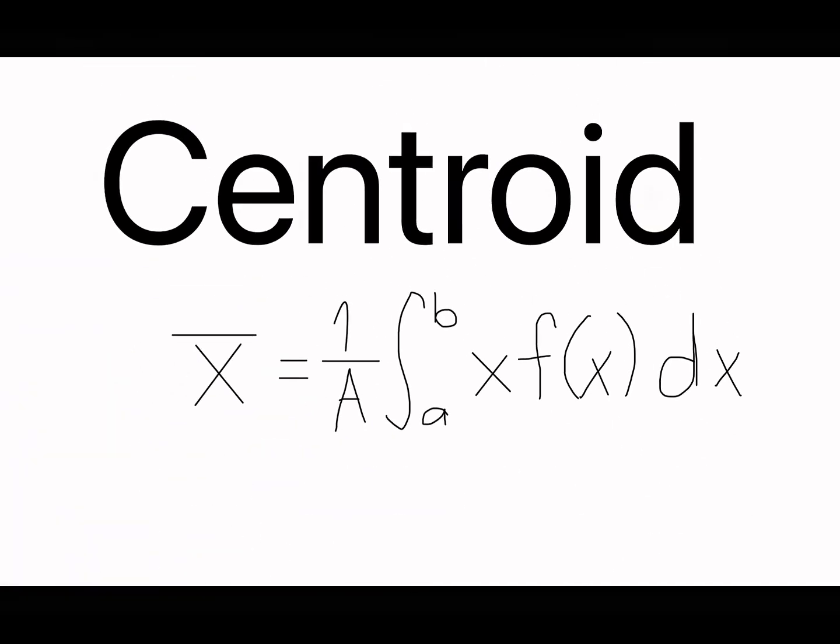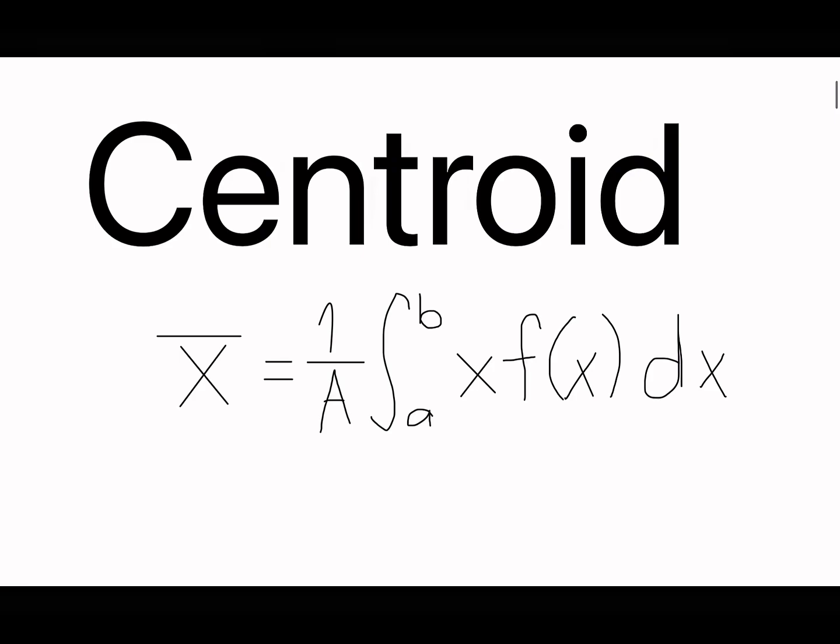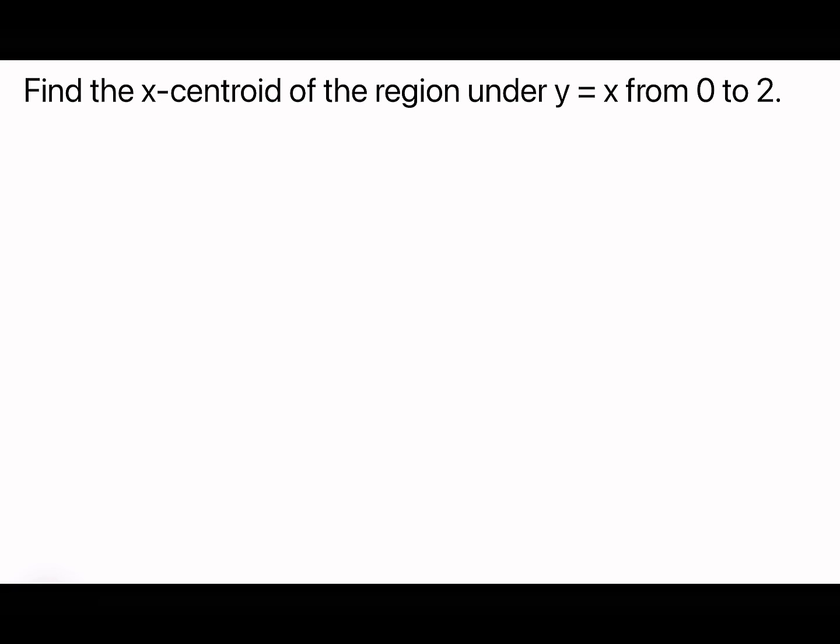So now we are in our next topic, which is the centroid. The centroid is the center of mass or balance point of a region. To find the x-coordinate of the centroid, we can use this formula. A is the area under the curve, and f of x is the function you are rotating or analyzing.